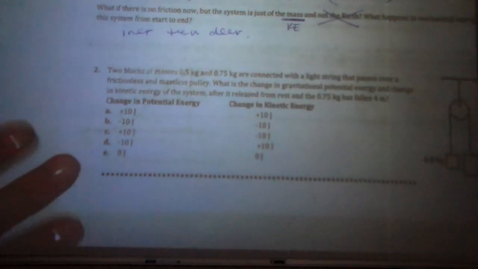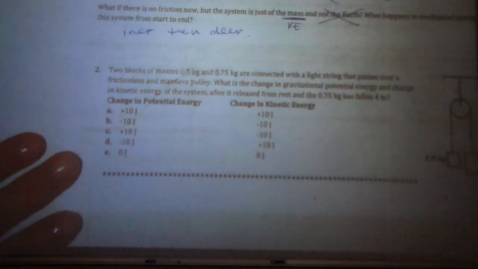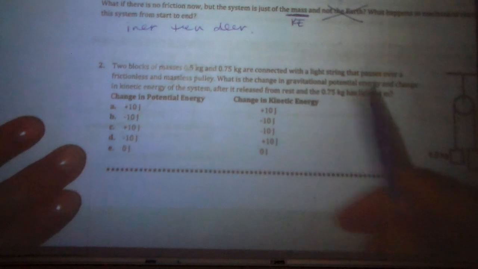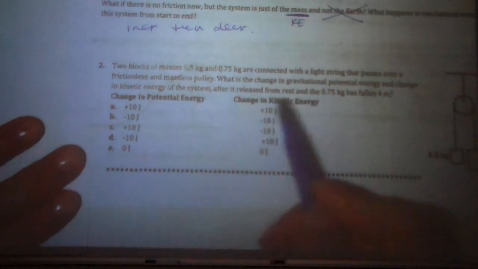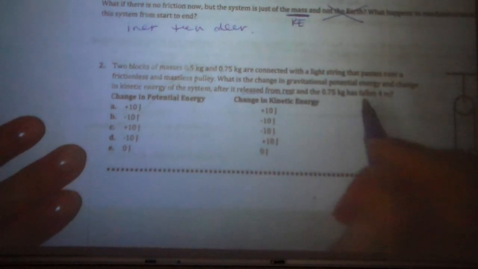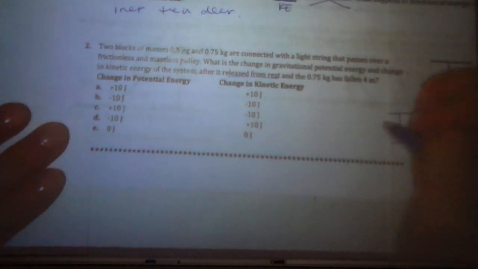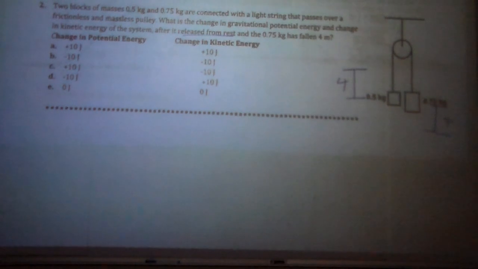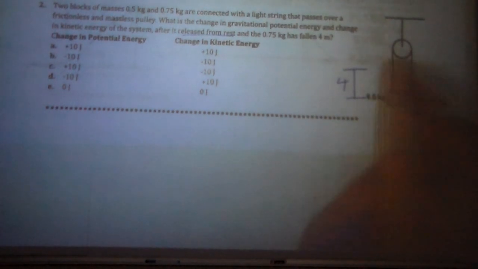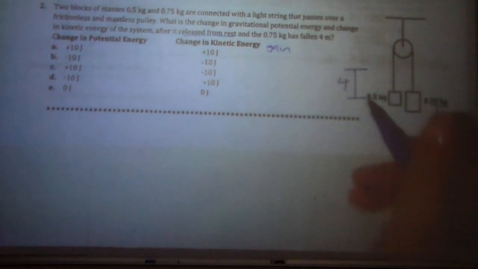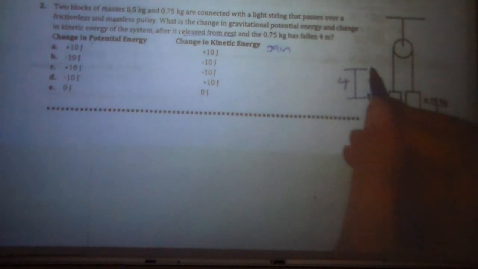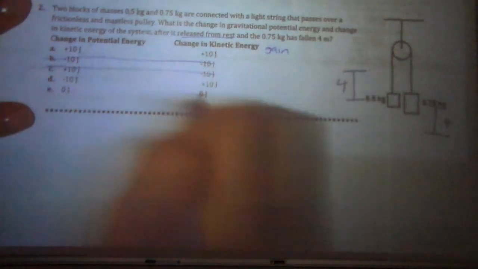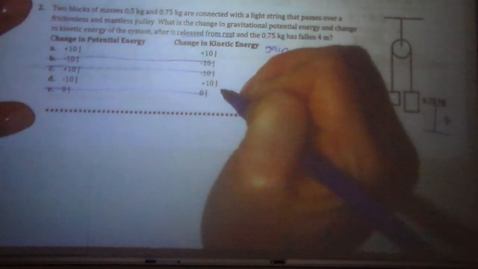Here I've got two masses, frictionless, massless pulley. What is the change in UG and the change in kinetic? Release from rest and fall in 4 meters. So this one is going to go up 4 meters, this one's going to go down 4 meters. I know it starts from rest and then it moves, so I know for sure that you are going to gain kinetic energy, because at first you're not moving and then you are, so you got faster. So I can cross off this one, and this one, because I know I gained kinetic energy.